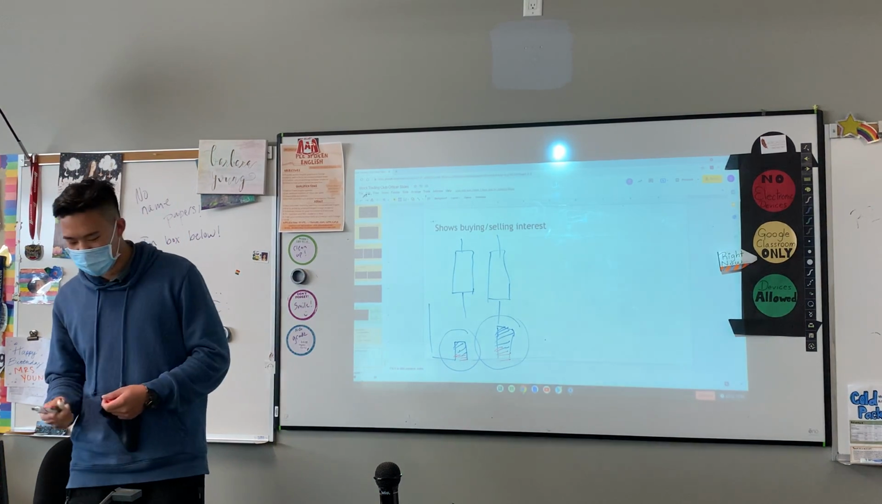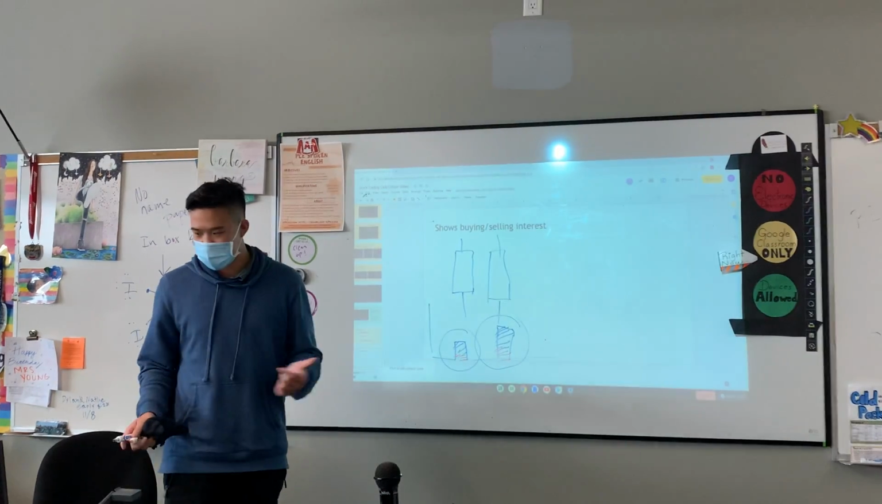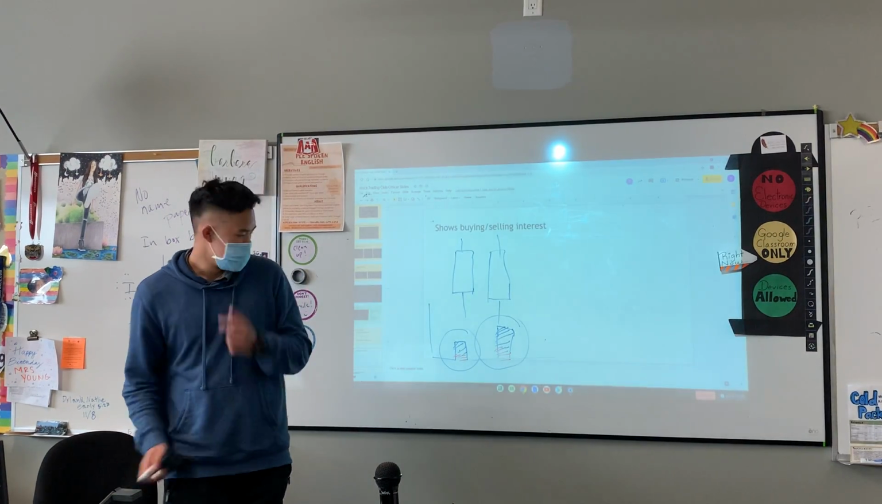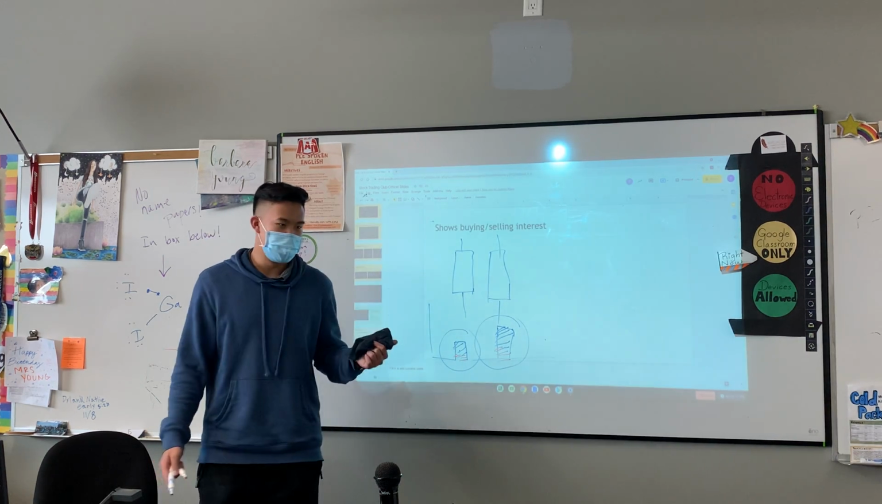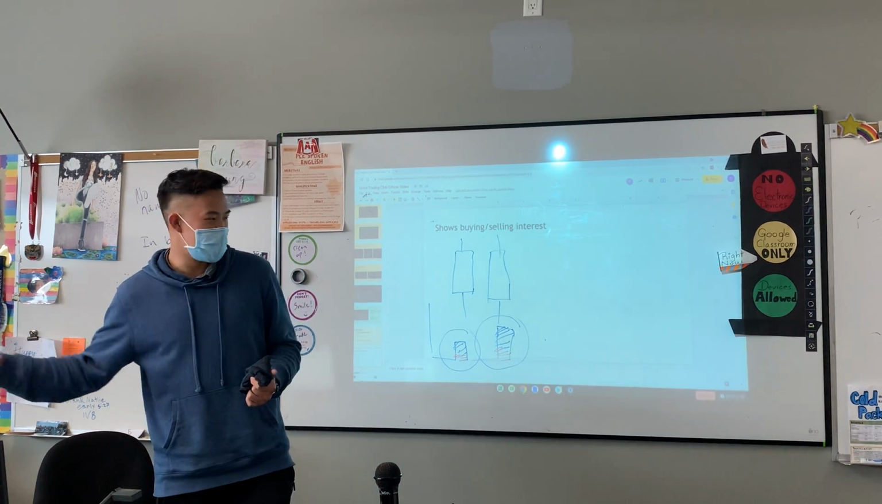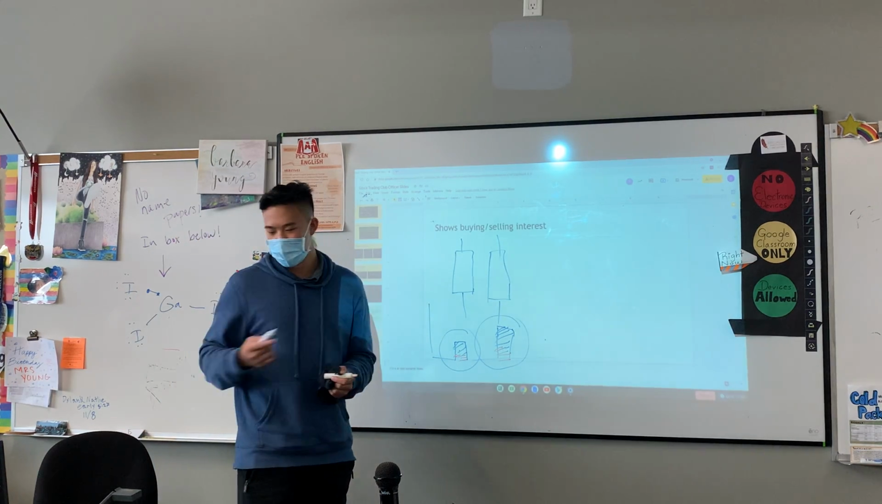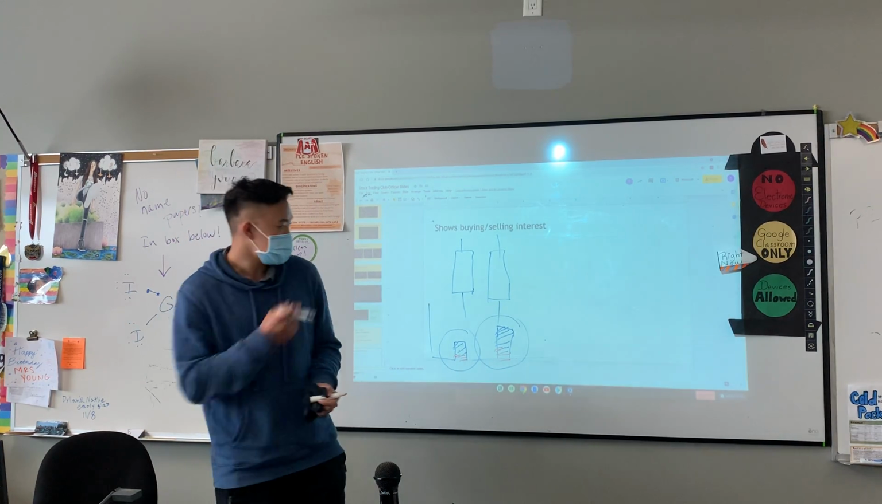This shows the trend direction. It shows the buying and selling interest. A lot more buyers compared to before. Typically, when you have more people, it's kind of like a chain reaction, right? The price is more likely to keep heading up.